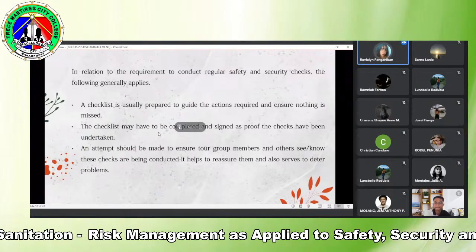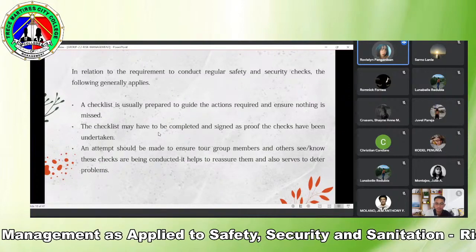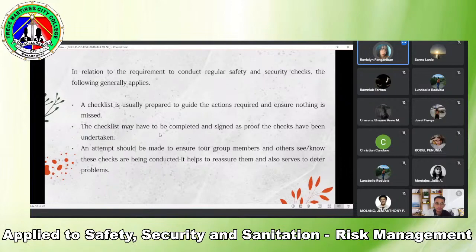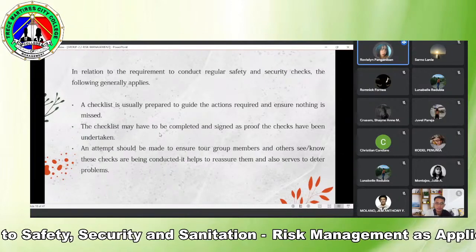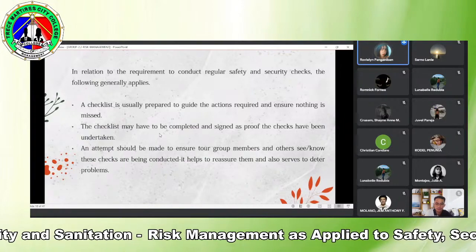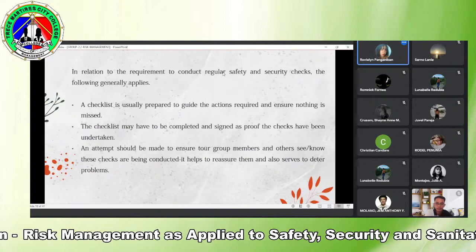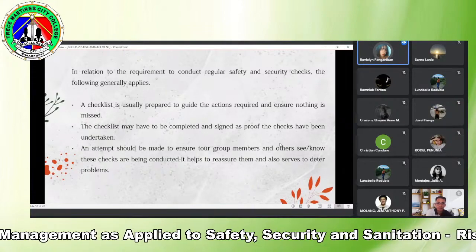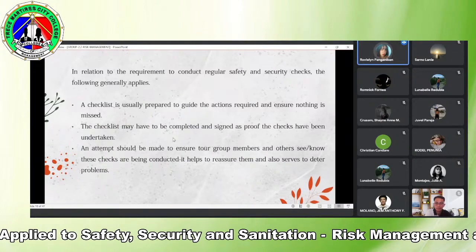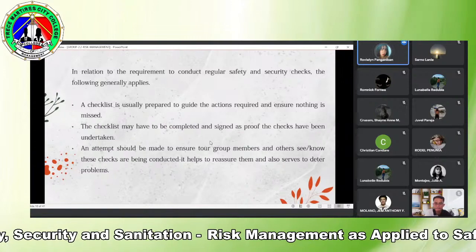Next, an attempt should be made to ensure tour group members and others see and know these checks are being conducted. It helps to reassure them and also serves to deter problems. Like what I said earlier, when you read the checks or the terms and regulations, you will know the condition. Using these checks, it will be easy to determine a suspect just in case something bad happened inside the venue.